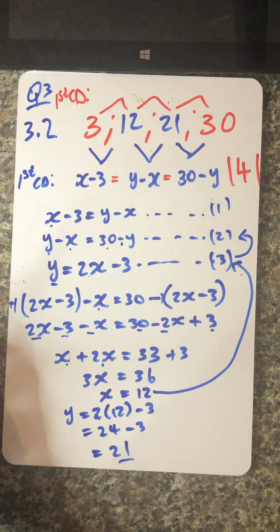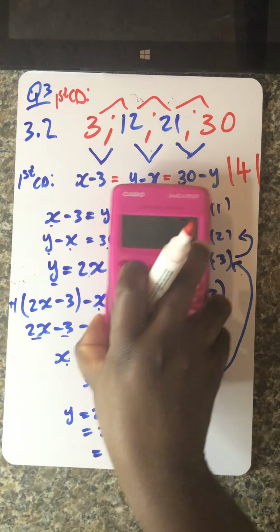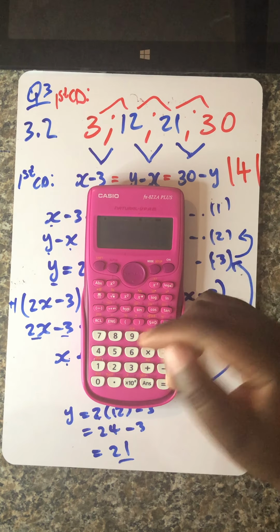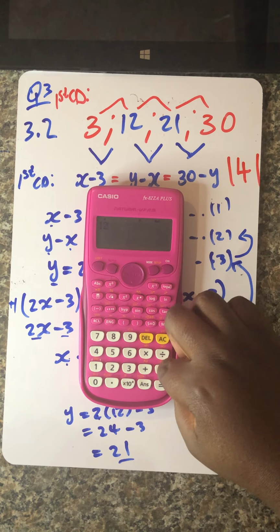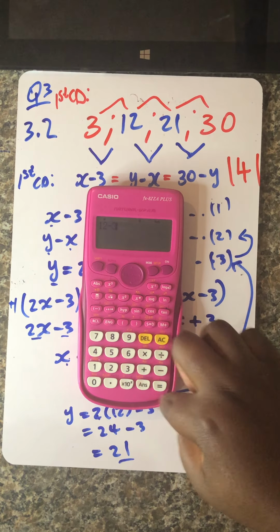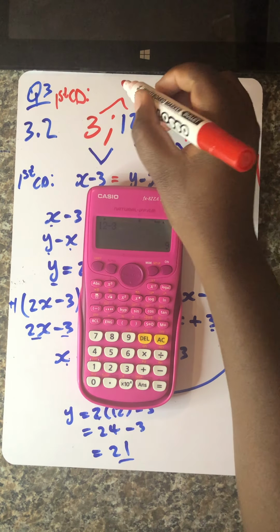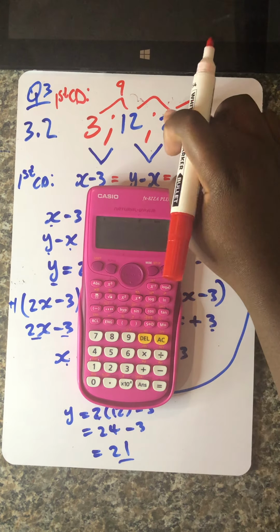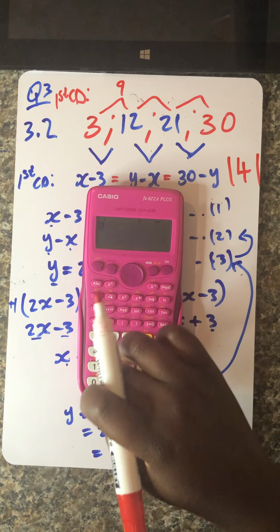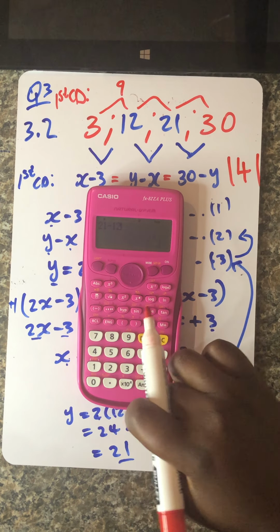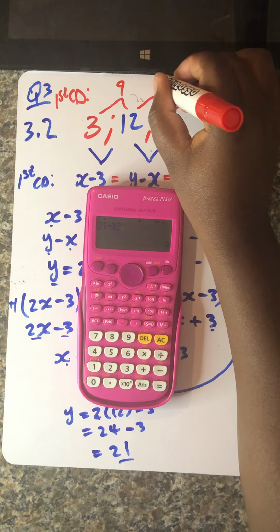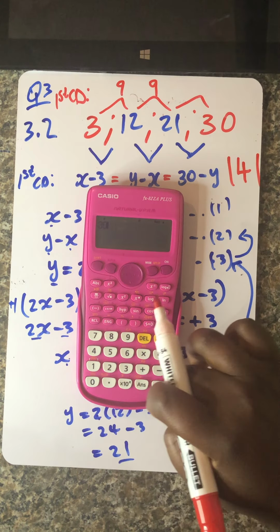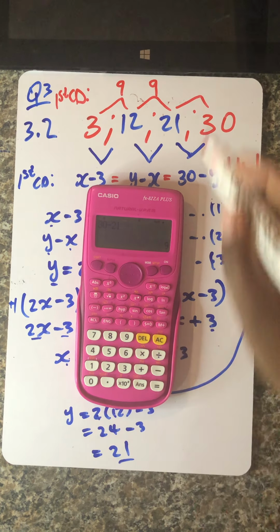Okay, so let's see. On your calculator, you can just punch. I don't think you'll be able to see on my screen, but I assume you've got a calculator. Just punch 12 minus 3 is equal to 9. Just write 9 there. Let's move to 21 minus 12. I pray it gives us 9. Ladies and gentlemen, this is promising. Let's now test the last one. 30 minus 21 is equal to 9.